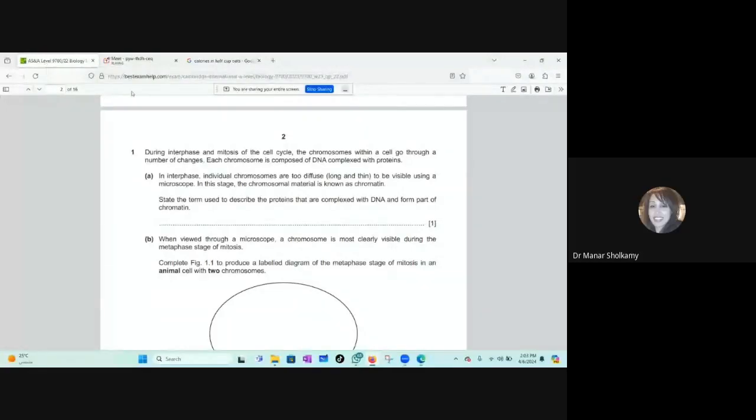Yes. Okay. We are in number 1. Each chromosome is composed of DNA complexed with proteins. In interphase, individual chromosomes are too diffuse, too long and thin to be visible using a microscope. In this stage, the chromosomal material is known as chromatin. State the term used to describe the proteins that are complexed with DNA and form part of this protein.